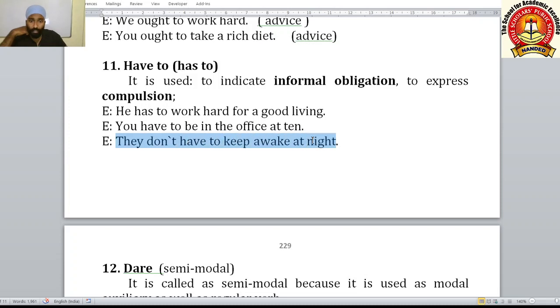They don't have to keep awake at night. Here no necessity we are showing, but in an informal way. The necessity is not there. Means no burden, no tension is there. Don't have to keep awake at night.